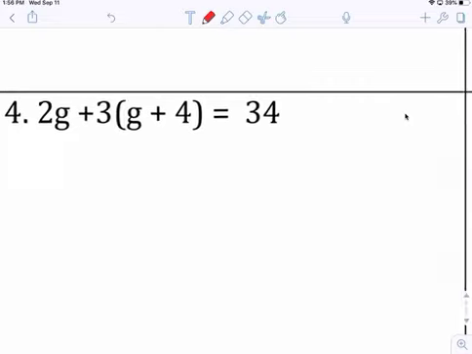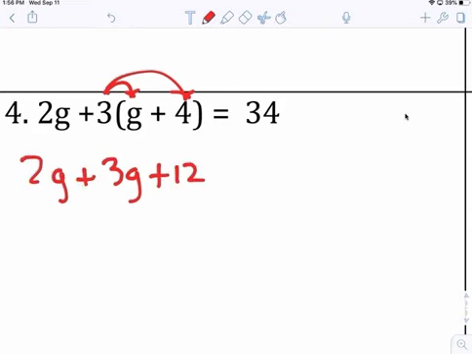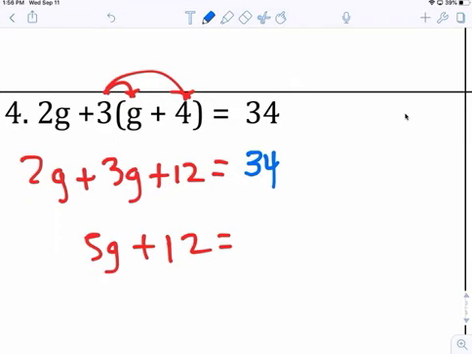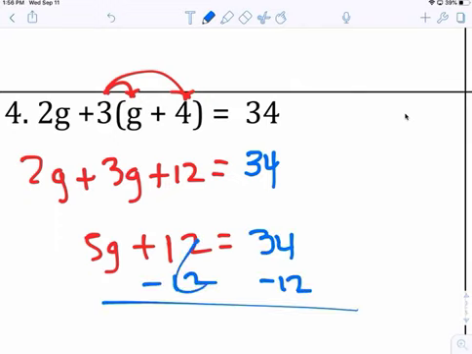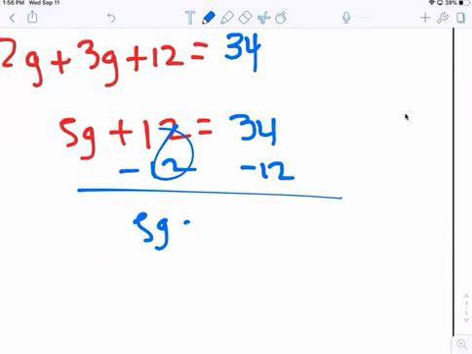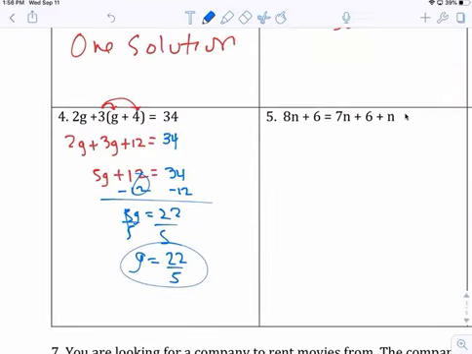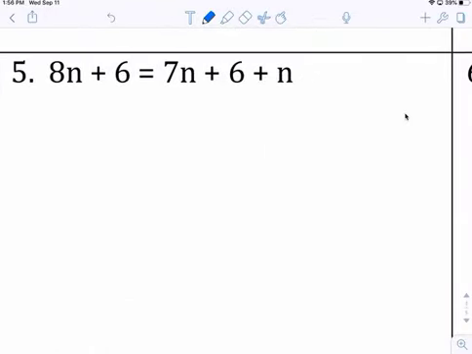Number 4, distributive property. 3g plus 12, 2g plus 5g plus 12 on that side, and the other side is just the blue side, we make it 34. Make 0. 5g equals 22, divided by 5. Can't go in evenly, so let's just pick 22 over 5, or 4 and 2/5.